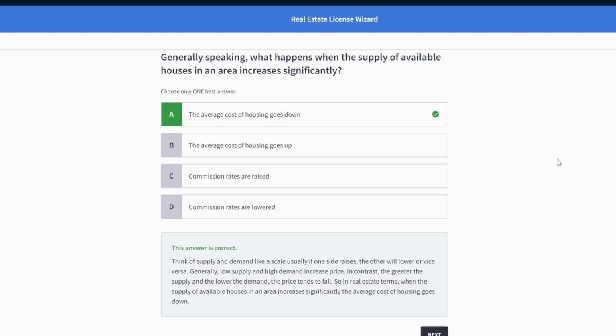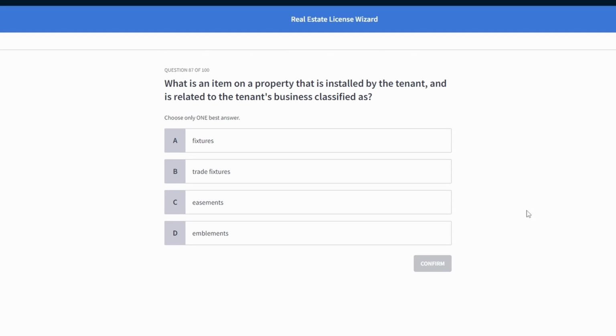Generally speaking, low supply and high demand increase price. In contrast, the greater the supply and the lower the demand, the price tends to fall. So in our terms, for real estate, when the supply of available houses in an area increases, the average cost of housing goes down. All right, next one.